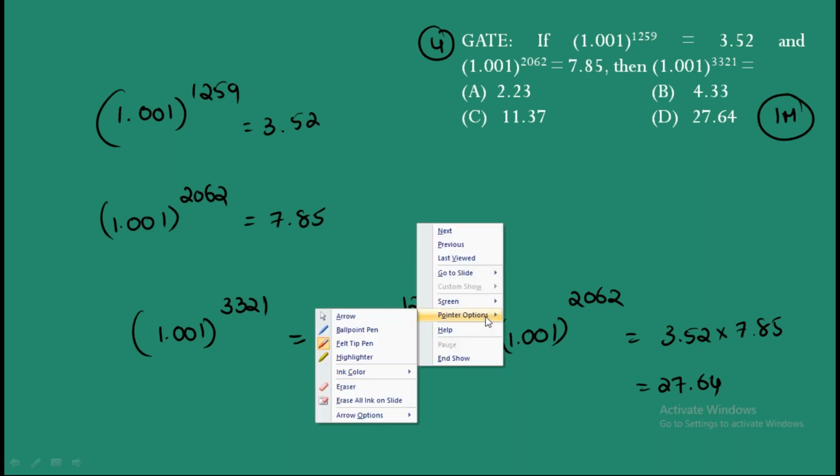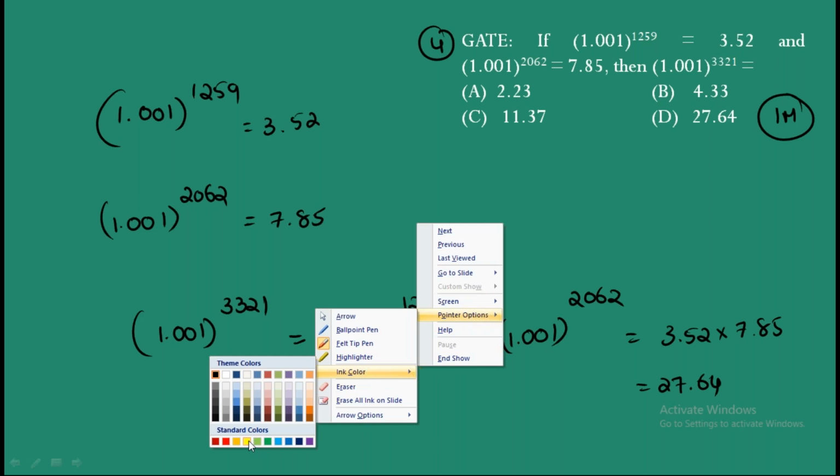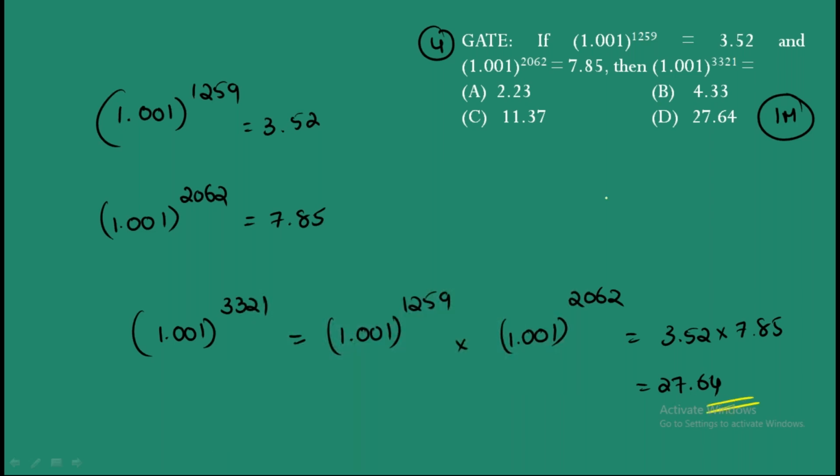Option D. 1 mark question given in GATE exam already. 27.64, we can say option D, my dear friends. Perfect. Yeah, simple thing. I agree. I don't deny that. Okay, let's see the next one, guys. This topic is a simple one.